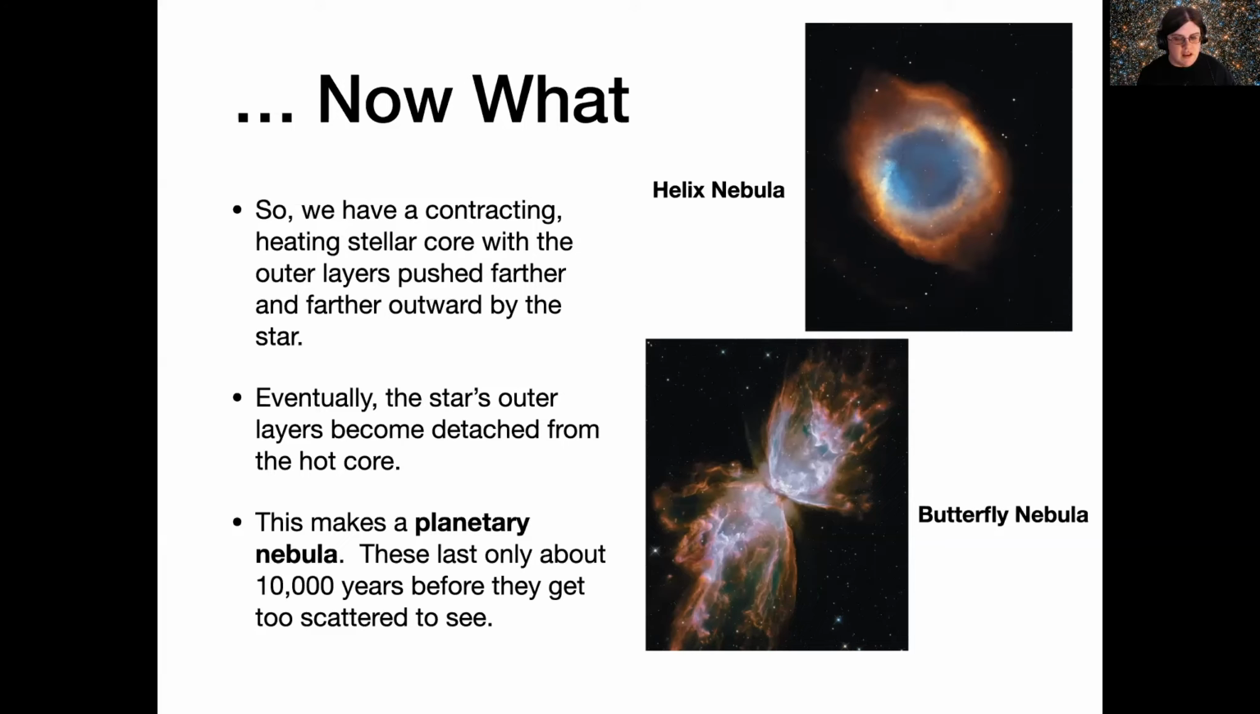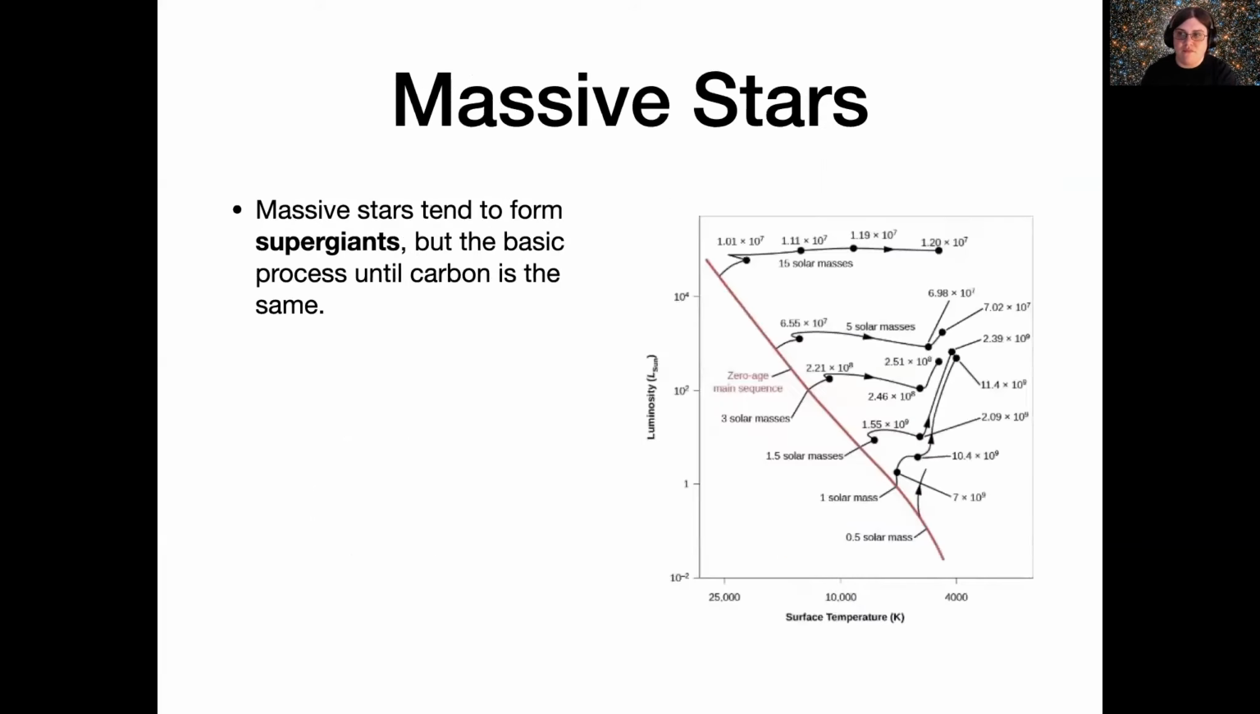But, you know, most stars are below about 10 solar masses. So this covers most of the stars that have died, but not all. So now we need to look at the massive stars.